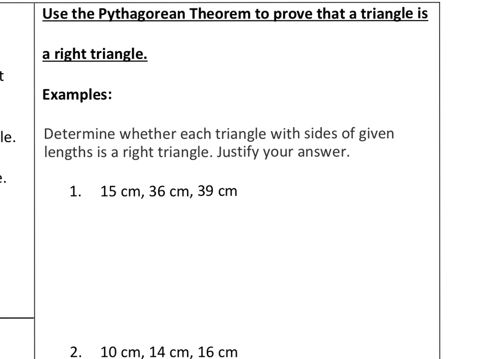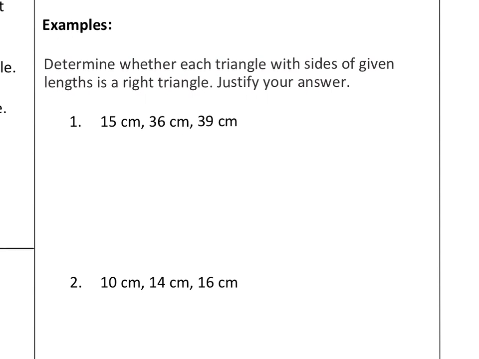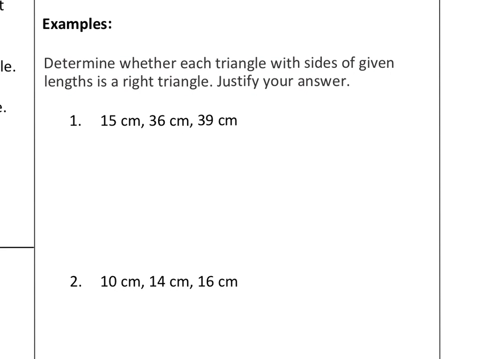The first example, we're given side measurements of a triangle of 15 centimeters, 36 centimeters, and 39 centimeters. If this is a right triangle, then the Pythagorean theorem should work. The first thing we should do is write down our formula: a squared plus b squared equals c squared. Then we substitute our side lengths into the formula, remembering that the longest side, 39 centimeters, has to go in place of c.